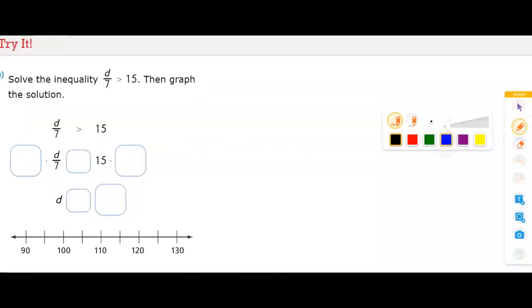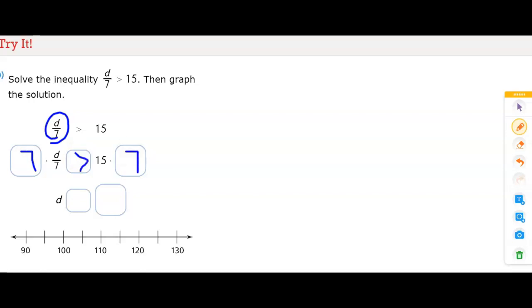They started the steps for us, so we have to do the inverse of division here. So we're going to multiply, which is the inverse, by 7 on both sides so that we can get d by itself. We put back our symbol of greater than. Then when we multiply by 7 on both sides, these cancel out. We're left with d is greater than 15 times 7, and 15 times 7 equals 105. So d is greater than 105.